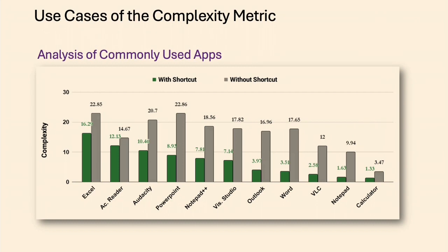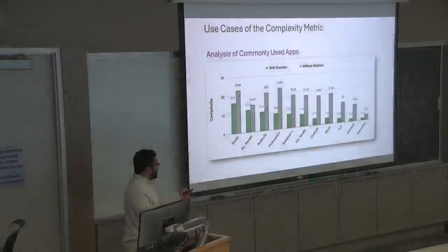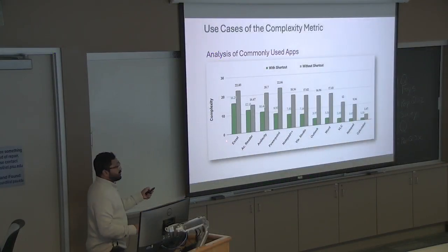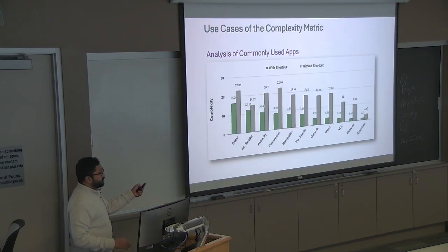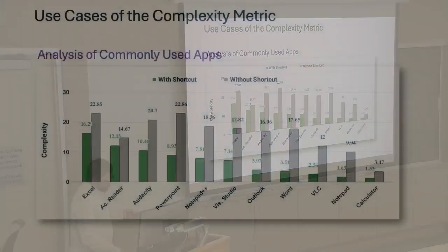Does it match our prior example? We said Notepad is easier to use compared to Microsoft Word, and it is shown here. Notepad 1.63, Microsoft Word 3.5, assuming that everyone will use all possible shortcuts. Excel, really high number, so it's more complex.